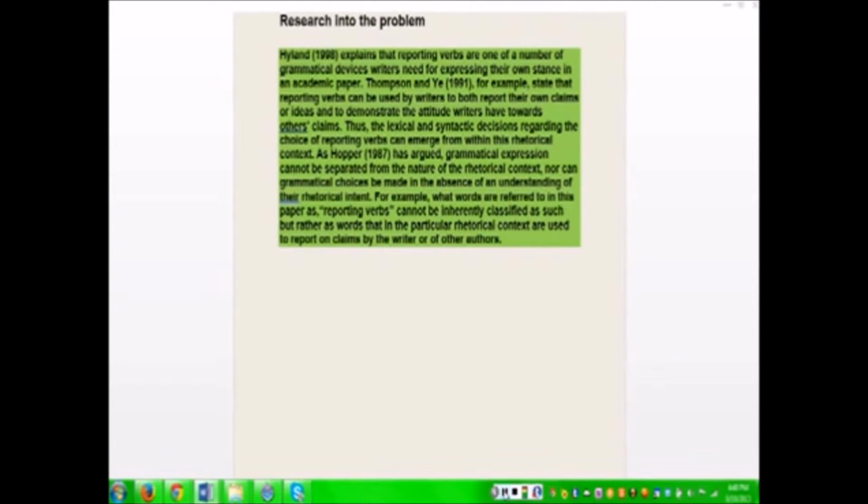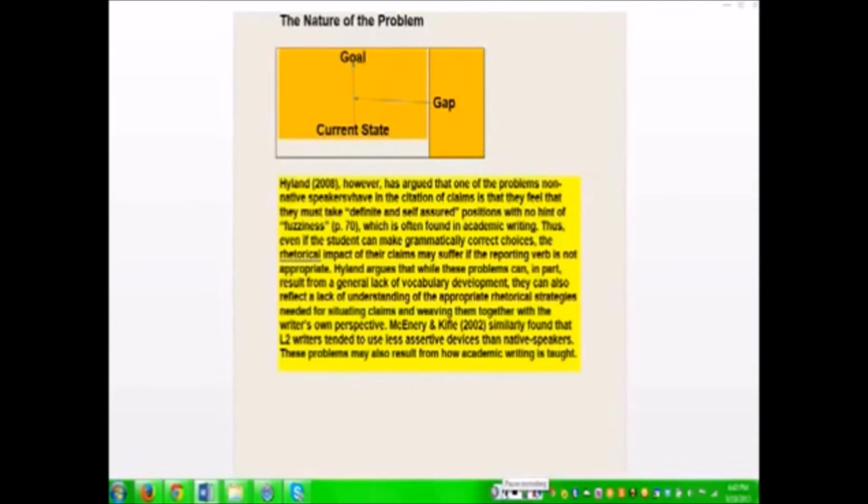So in the next section, I cite a few well-known researchers who have indirectly dealt with the problem of the importance of choosing a reporting verb. Now, before I discuss more specifically the nature of the problem, I want to present a little diagram that may help understand what we're doing.